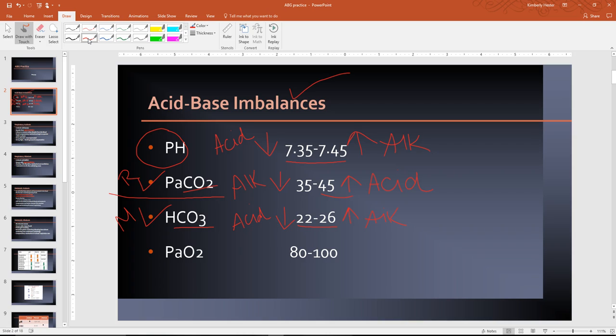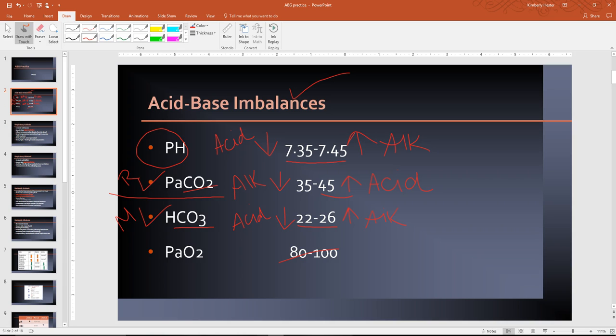You don't really need to worry too much about the PO2 levels at this time. You don't necessarily need to have that number in order to interpret an ABG. That has a little bit different meaning for the patient at the bedside. So we'll talk about that a little bit later.